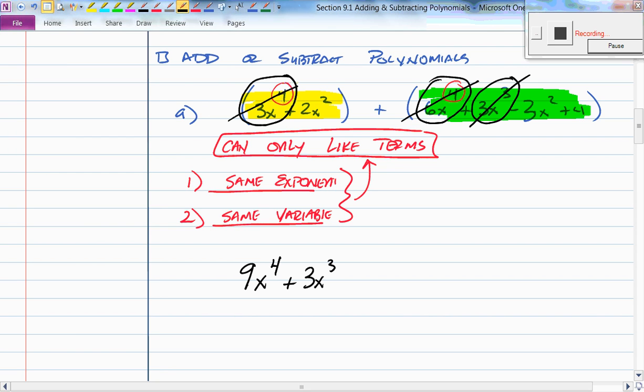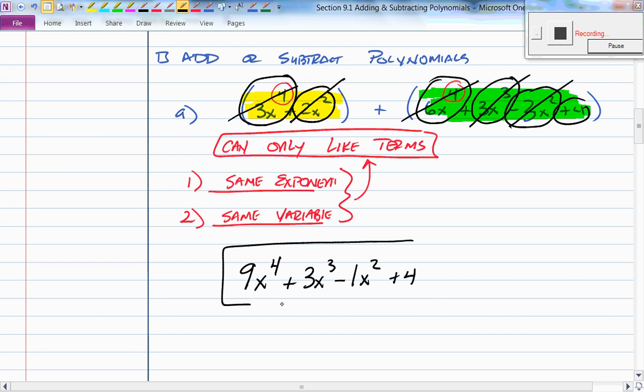I've done the 4s. I've done the 3rd degrees. What's the next lowest degree? A 2. So I see a positive 2x squared and a negative 3x squared. So I'm going to add their coefficients. I'm going to add 2 plus negative 3. How much would that be? That would be negative 1x squared. You guys good with that? And then finally, what's the last thing I have? I have a 4, don't I? Plus a 4. And now I'm done.